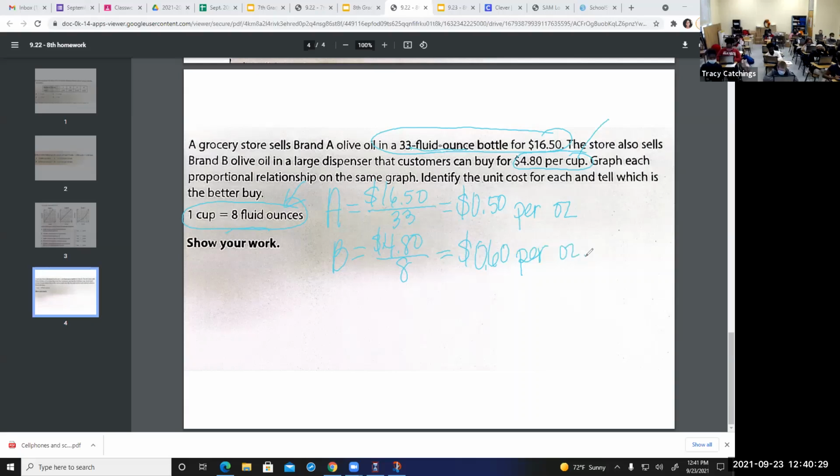All right, another part of that, they told us to graph each on the same graph and then identify the unit cost for each and tell which is the better buy. So we done identified the unit cost, which is the better buy? Brand A. So brand A is the better buy. That's our rationalization with us being able to see that.